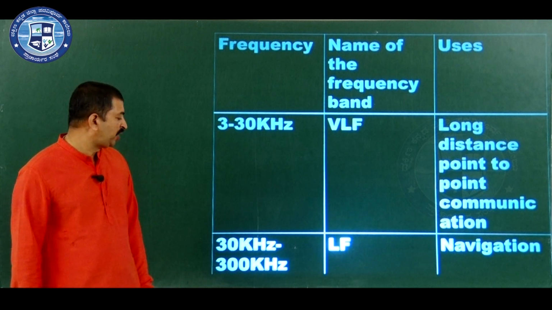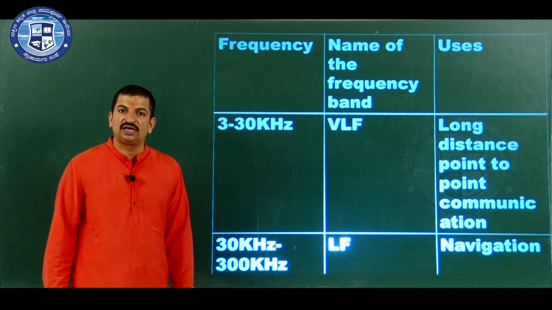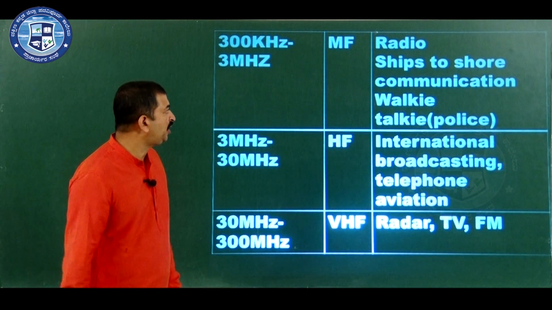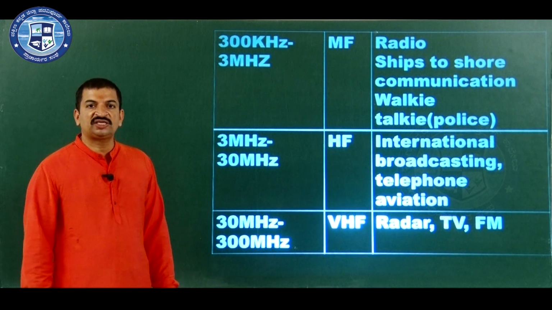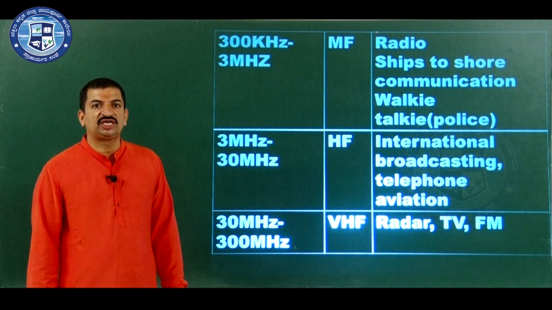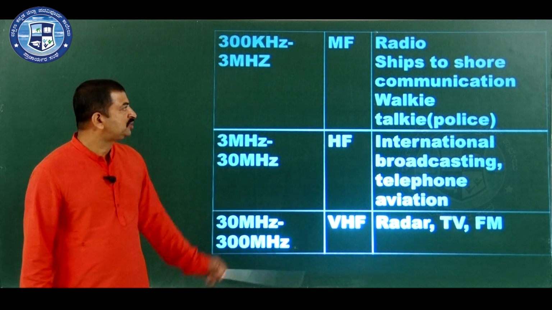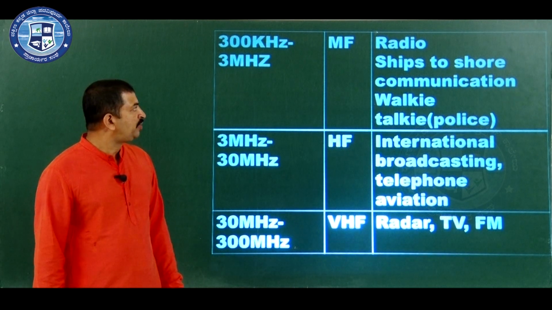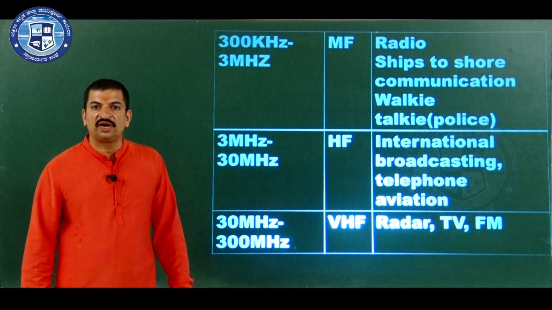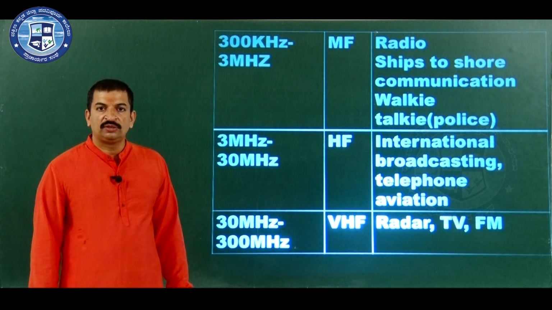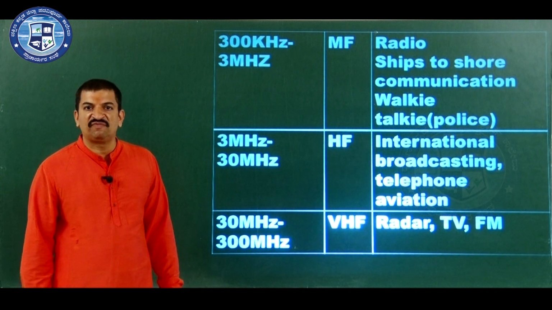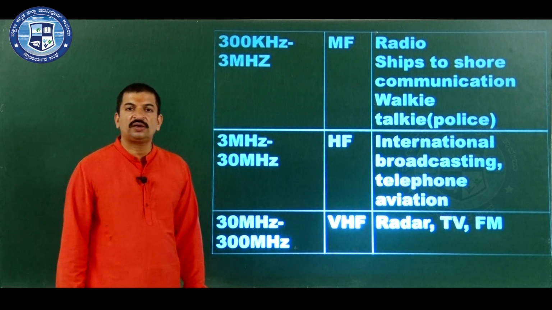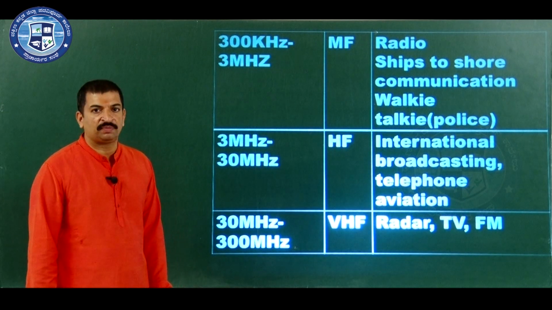The next is the low frequency signal, 30 kilohertz to 300 kilohertz. It is mainly used for navigation purposes. The next is the medium frequency signal, 300 kilohertz to 3 megahertz. These frequencies are used for radio transmission. Usually amplitude modulated radios use the medium frequency band, 300 kilohertz to 3 megahertz. It is also used for ship to shore communication.